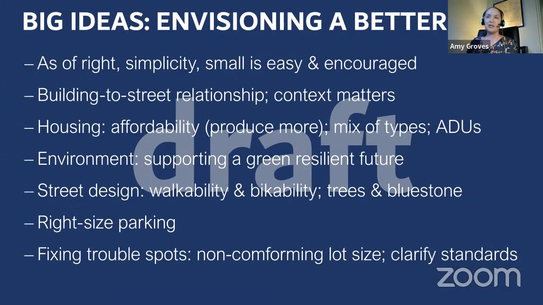Here's a summary of the big ideas that came from that process. Things like having small incremental development be easy and encouraged to infill within the city, concentrating on building-to-street relationships, so how future buildings should relate to the street and the context of buildings around them, that they fit within the context of the various city neighborhoods. Housing was a big topic of conversation, wanting to produce more housing, a variety of different housing types, including accessory dwelling units to help with affordability in the city. Wanting to move towards a green, resilient future, so having standards that support that.